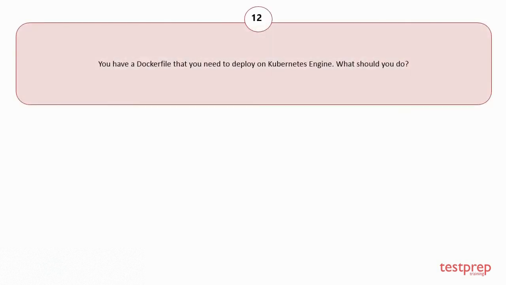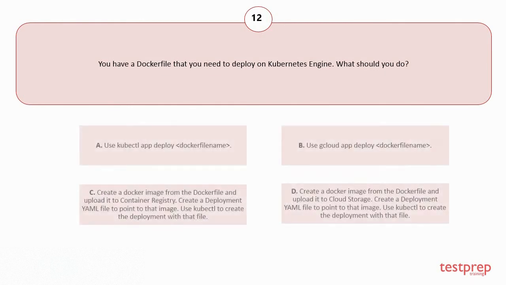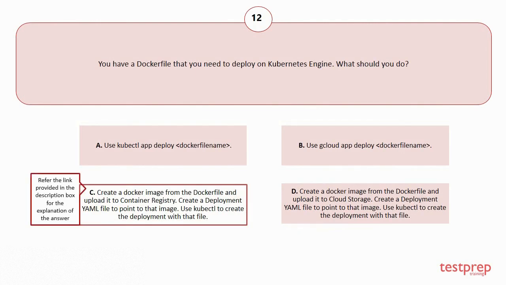Question number 12. You have a Docker file that you need to deploy on Kubernetes Engine. What should you do? Your options are: A. Use kubectl deploy the following. B. Use Cloud App deploy the following. C. Create a Docker image from the Docker file and upload it to Container Registry. Create a deployment YAML file to point to that image. Use kubectl to create the deployment with that file. D. Create a Docker image from the Docker file and upload it to cloud storage. Create a deployment YAML file to point to that image. Use kubectl to create the deployment with that file. The correct answer is option C.